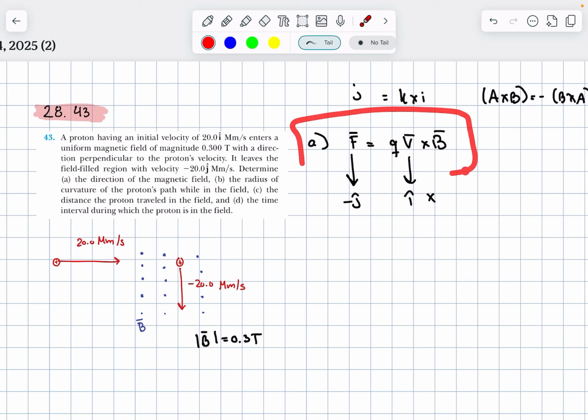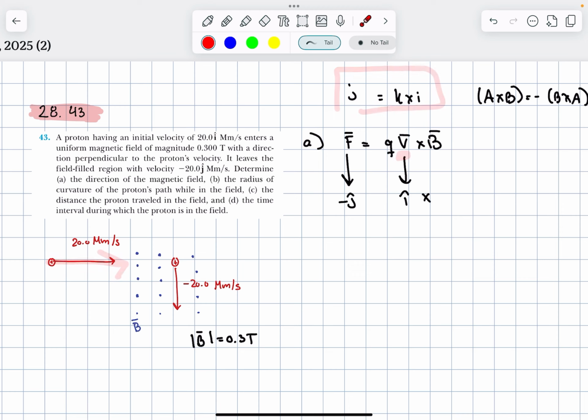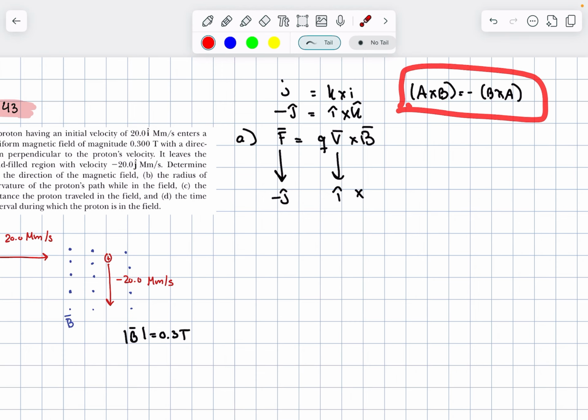We know this equation here, which says the magnetic force is equal to q v cross B. We know that the force has to be in the negative j-hat direction because it's forcing the proton down, right? We also know that v, the initial velocity, is in the i-hat direction. We know this relationship, which says j-hat is equal to k-hat cross i-hat. But here we have negative j-hat. So negative j-hat is equal to i-hat cross k-hat. This comes from the relationship where A cross B is negative B cross A.